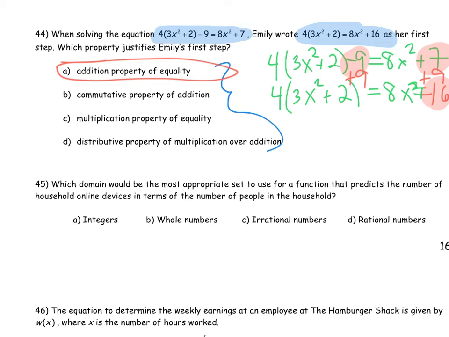If this had plus 9, then you would have subtracted the 9 on both sides, and that would have been your subtraction property of equality. Very important stuff I'm going over here. All right, so I want to take a look at 2 questions that are not on the review packet.